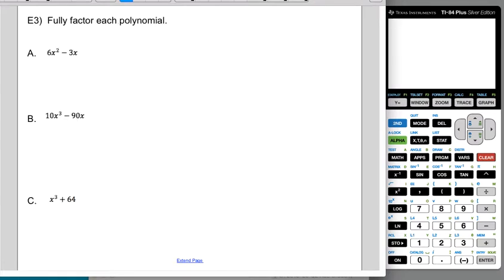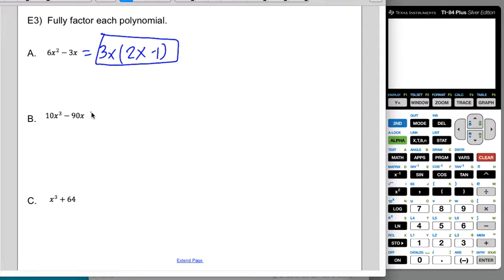Cool. So we're going to fully factor each polynomial. Remember, the first thing I should do every single time is look for a GCF. Even when there's a much more complicated thing going on, there's often a GCF at the beginning that makes life a lot easier. Here, I can take out a 3x, and if I do, I'm left with 2x minus 1, and that's it. It's just a GCF with leftovers.